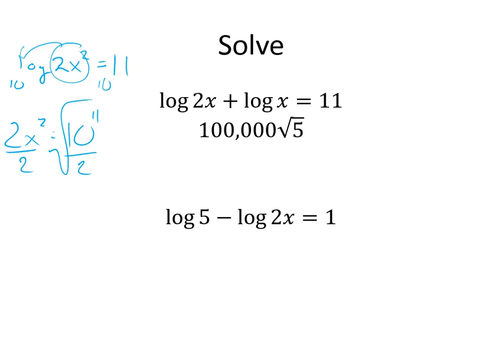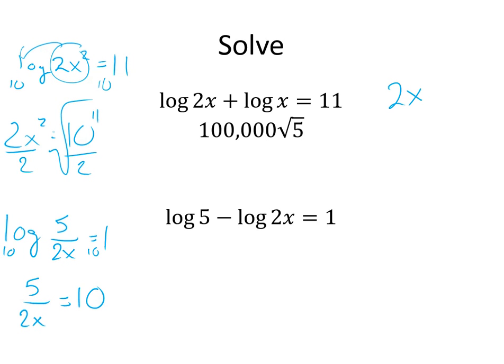Now this next one, we are subtracting, which means when we combine it, we'll have log of 5 over 2x is equal to 1. Both sides to the power of 10. So we would have 5 over 2x is equal to 10, since 10 to the first is 10. Multiply both sides by 2x. That would get you 20x is equal to 5. So that means x is equal to 5 over 20, which is 1/4 or a quarter.